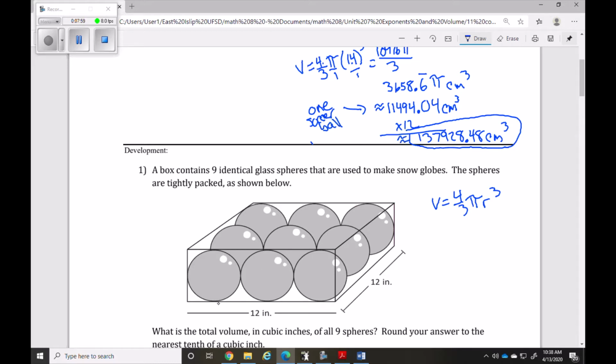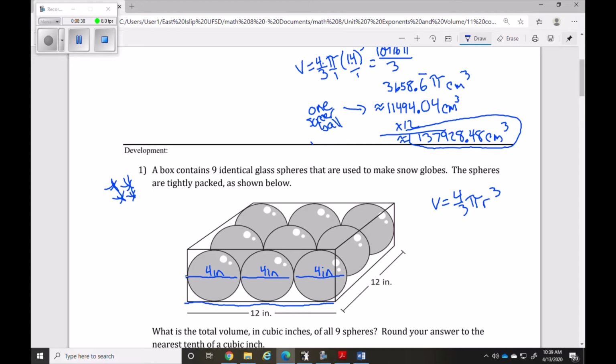So being tightly packed is important because notice all the way across here it's 12, and there's 3 of them going across. And if it's tightly packed, that would mean that each of these diameters has to be 4 inches, because 4 inches plus 4 inches plus 4 inches is 12 inches. So that's the importance of being tightly packed. There's a question like this on the test. At least there was one on last year's test. So I think it'll be similar this year.